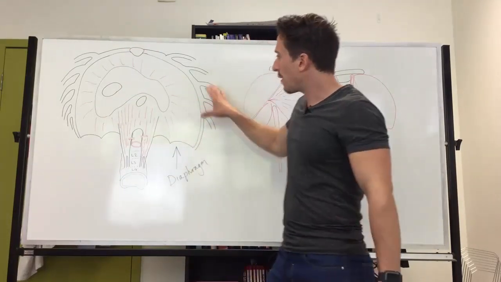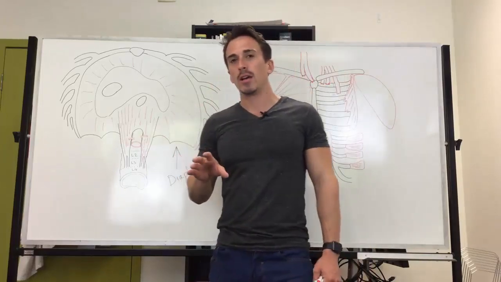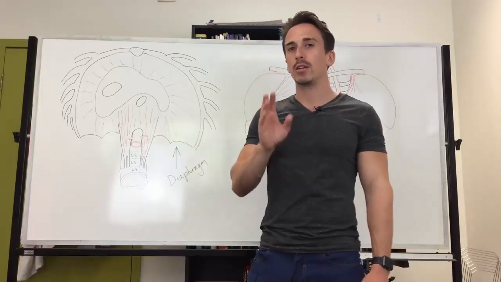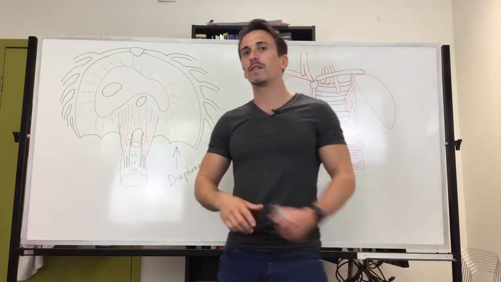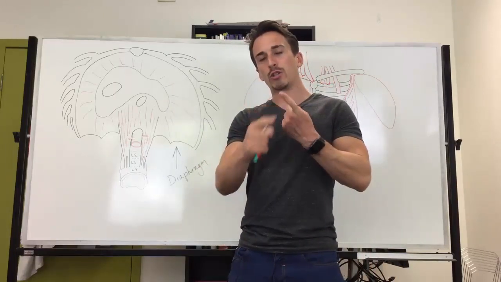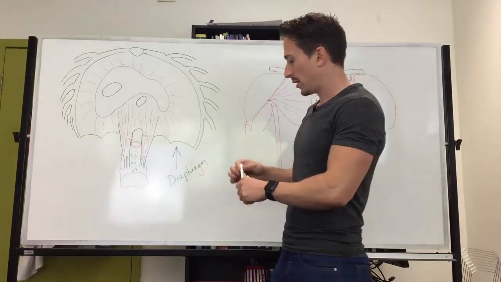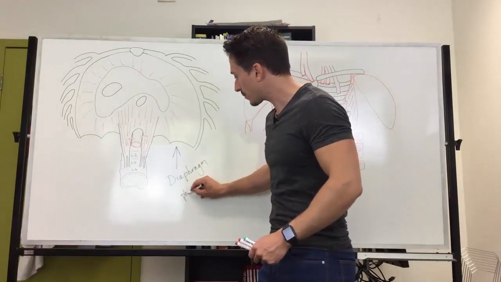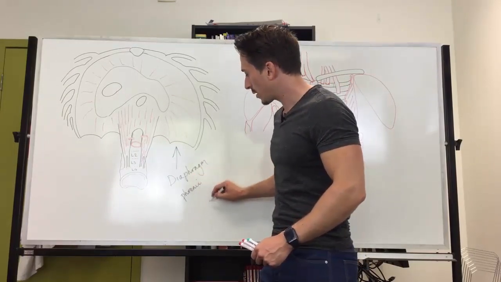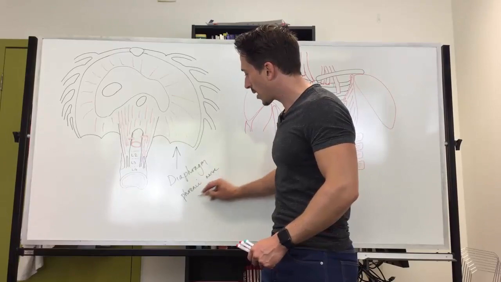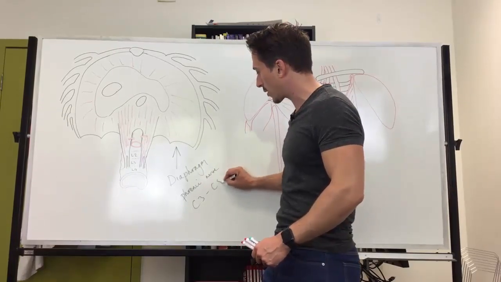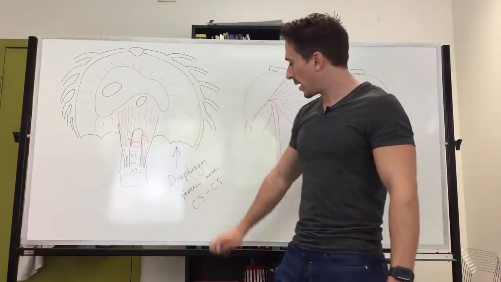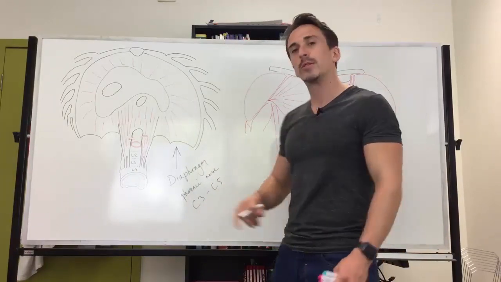Okay? Now the diaphragm is innervated by a nerve called the phrenic nerve, and the phrenic nerve comes from cervical regions 3, 4 and 5. So phrenic nerve comes from cervical 3 to cervical 5, and you can remember that C3, 4, 5 keeps you alive.